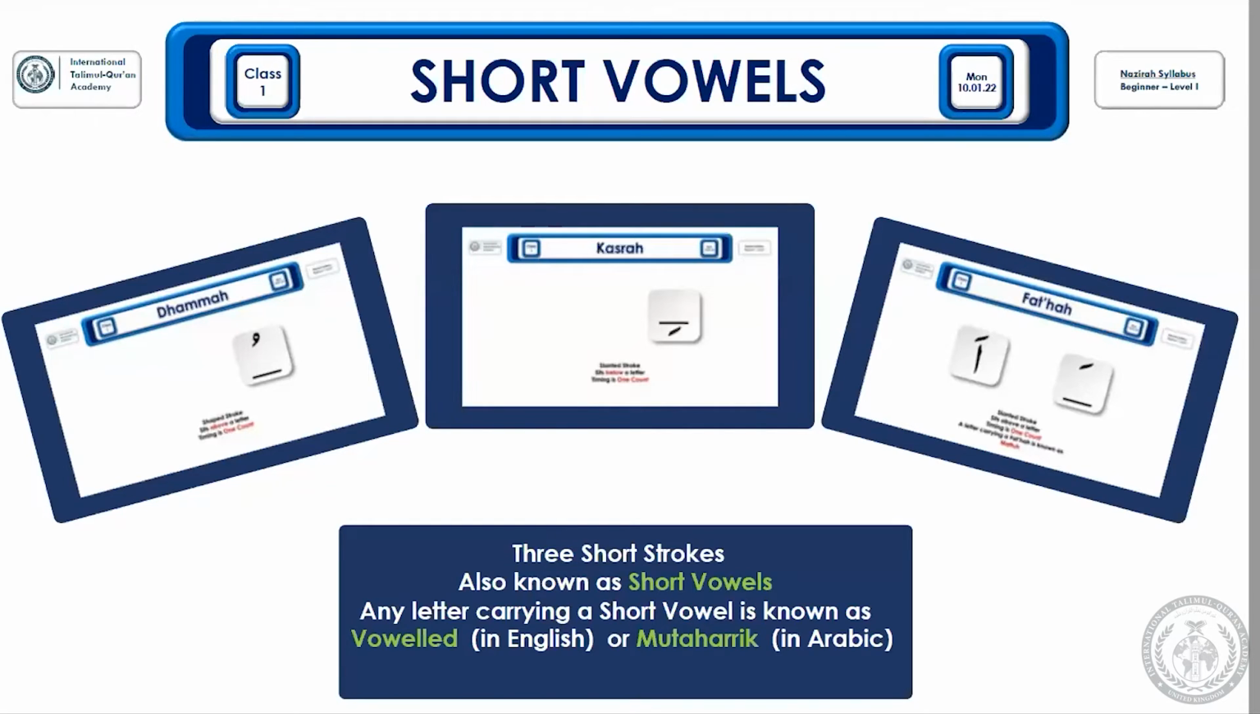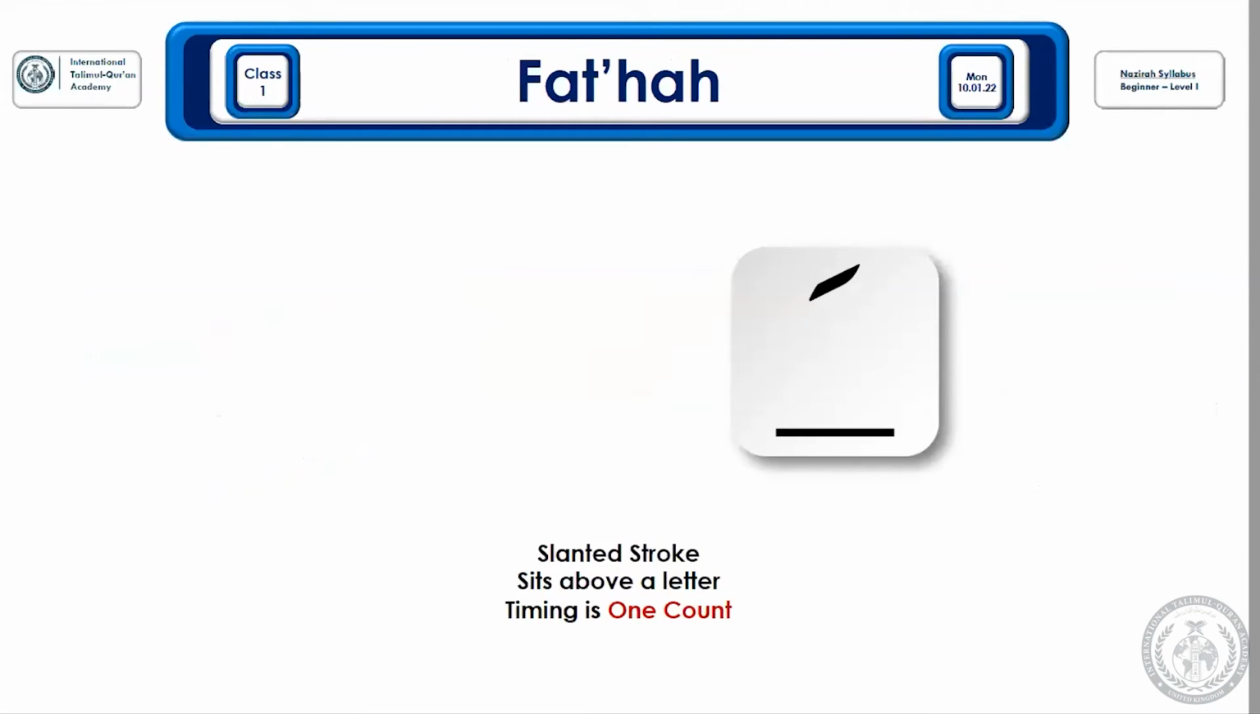Now, what are these short strokes? Let's have a look at those. The first one is a Fatha. Over here, you can see there is a Fatha. This is a slanted stroke. It sits diagonally on top of a letter. It's always on top, it's diagonal, and it's a short stroke. Very important is the amount of time that we give when we see this stroke on top of a letter, and that's always only 1 count.